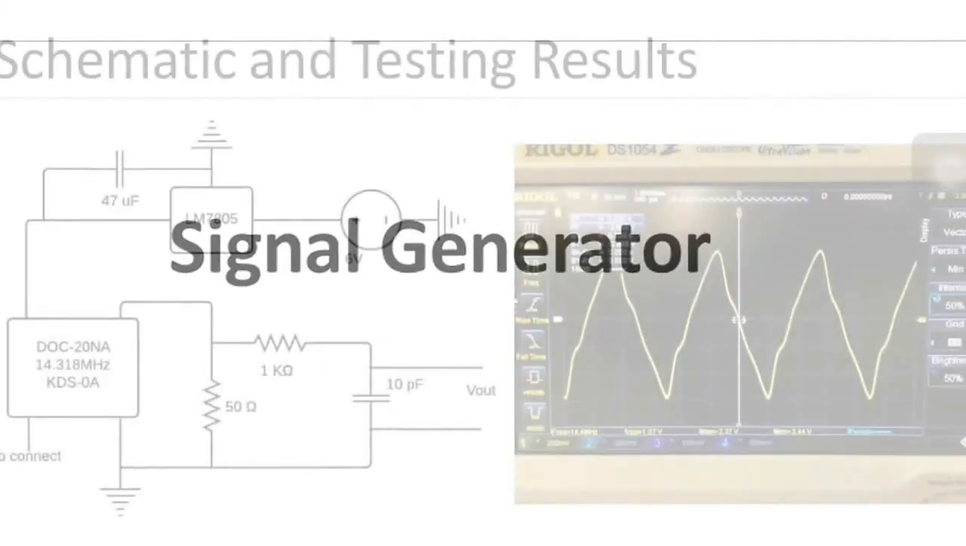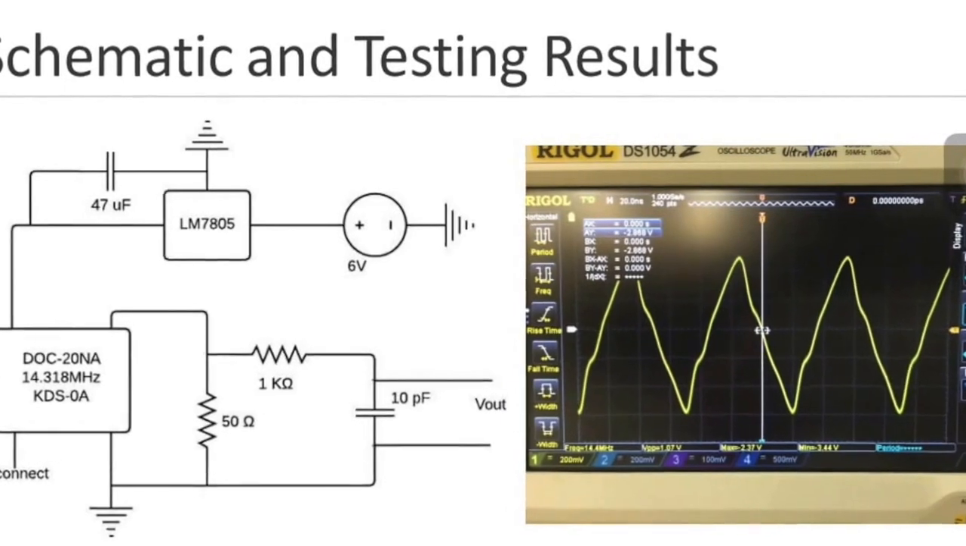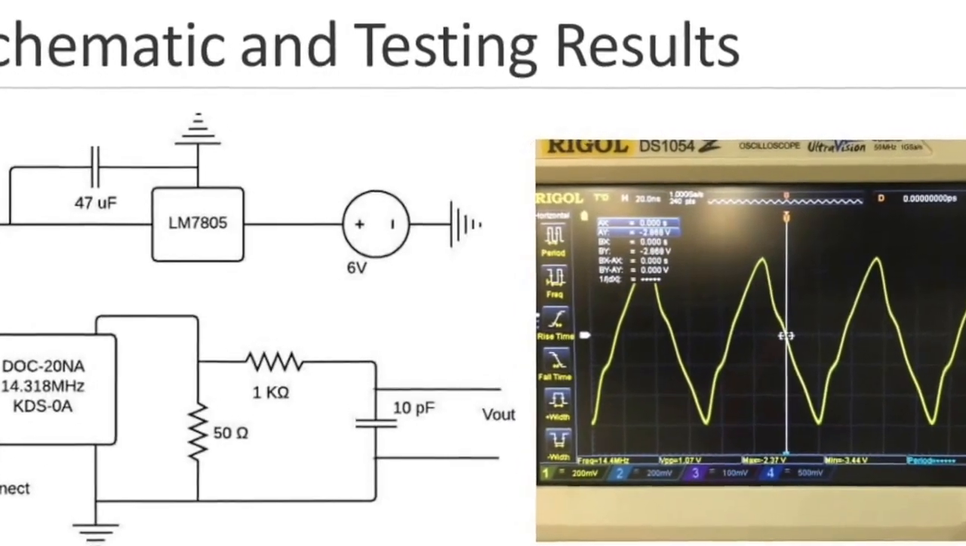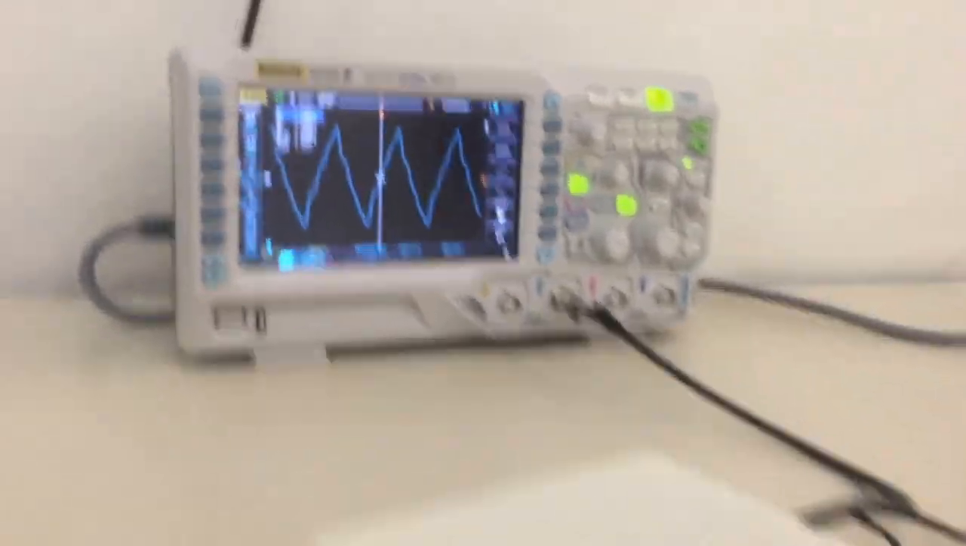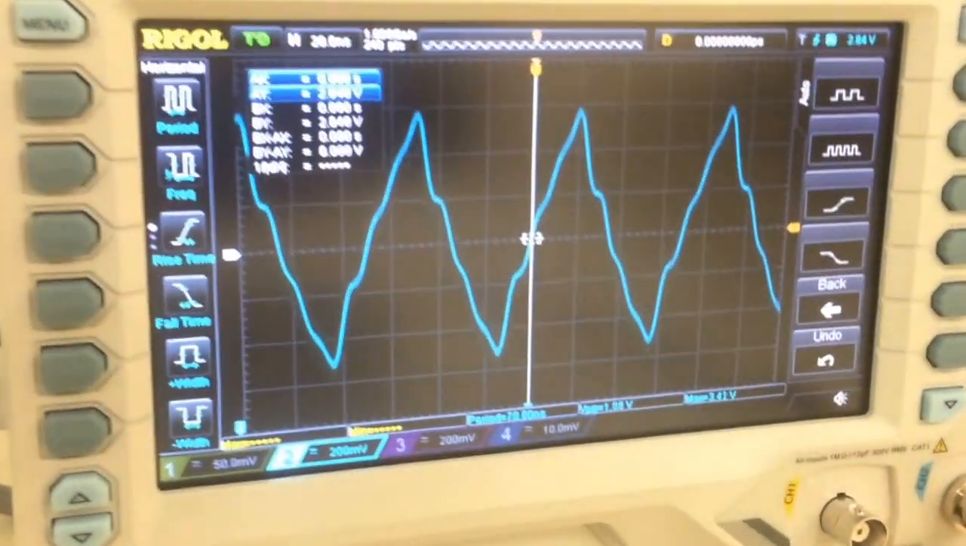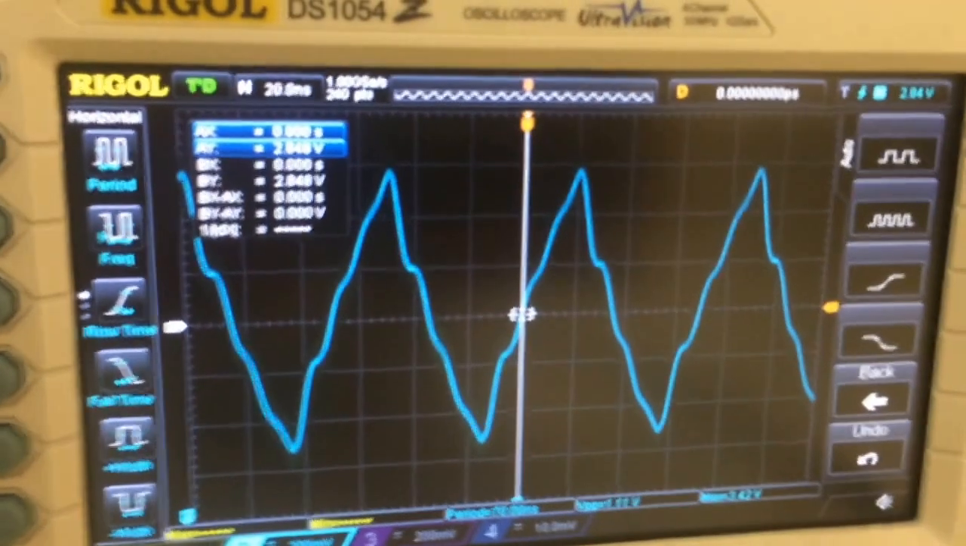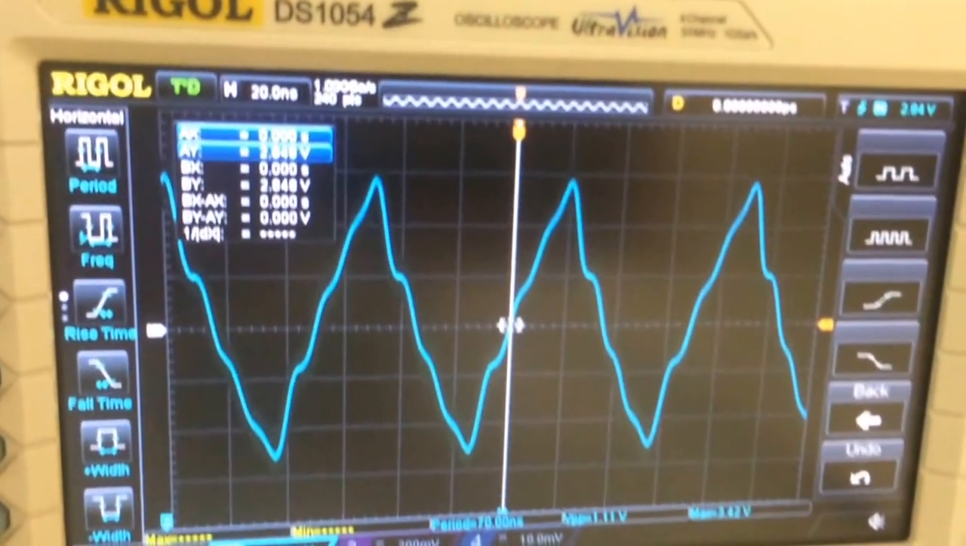Signal generator. This is the schematics that we use to design our signal generator. Here's a demonstration of the signal generator. Here we can see that we're successfully able to generate 4.38 MHz of signal with 1.07 volt peak-to-peak voltage.